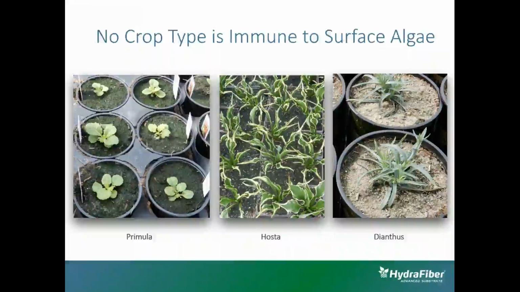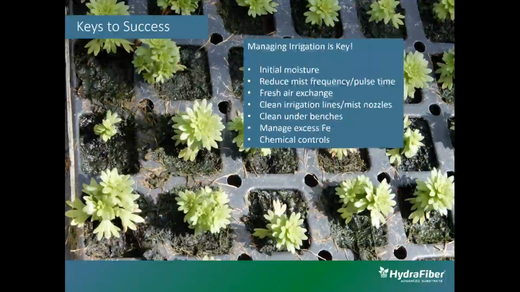So let's talk about some keys to success that we recommend, not just for hydrofiber, for all mixes in general. So first and foremost, it's important to manage your irrigation. So if you're a grower that is making your own substrates on your mixing line, it's definitely important to make sure you have the right amount of moisture going into the mix at the time of blending. We've talked on some other webinar series about the importance of getting the moisture content up to about 60 to 65% at the time of blending.